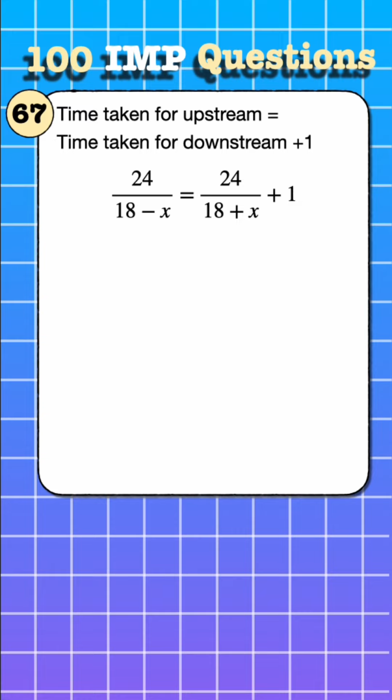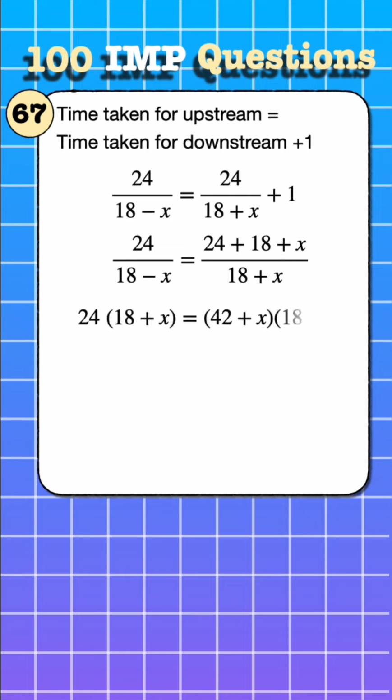The distance is the same in both cases, upstream and downstream, which is 24 divided by downstream speed 18 plus x, and plus 1. So let's solve it. If you simplify the right hand side, we will get 24 plus 18 plus x upon 18 plus x, and then you will cross multiply. So 24 into 18 plus x is equal to 42 plus x into 18 minus x.